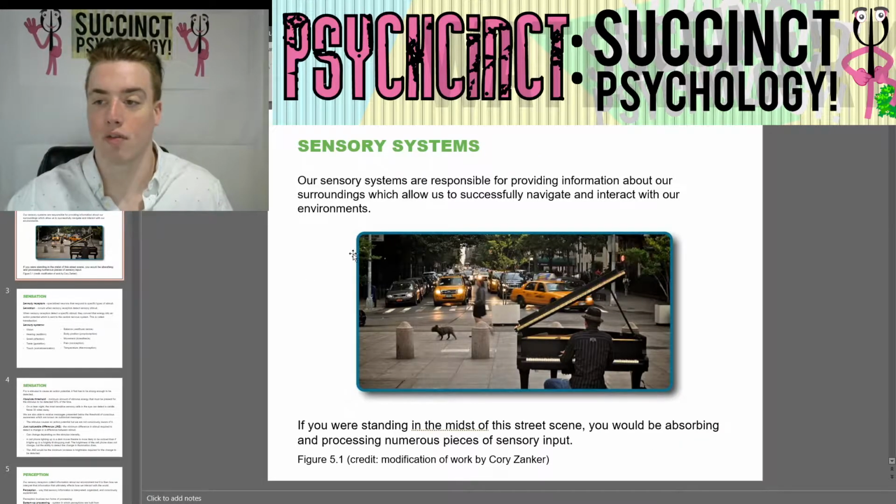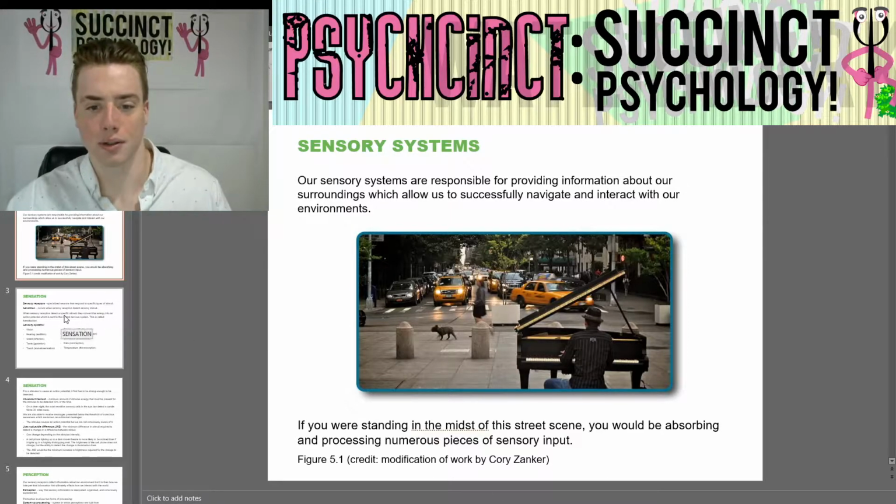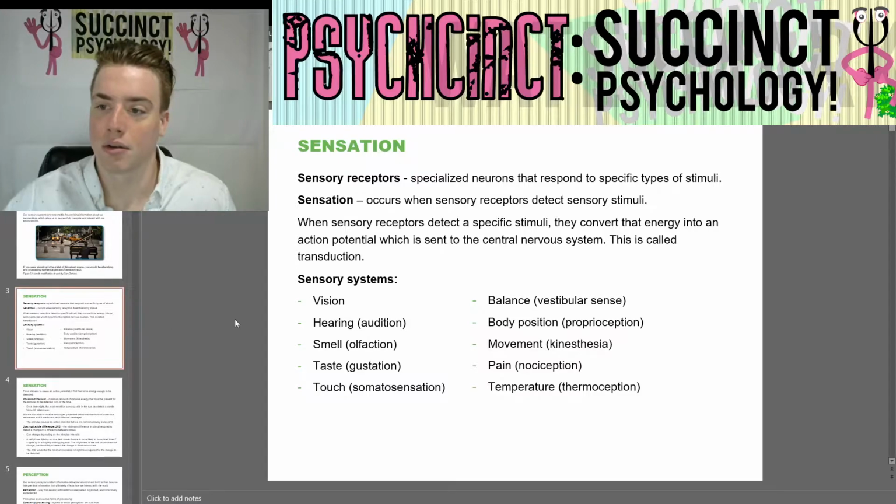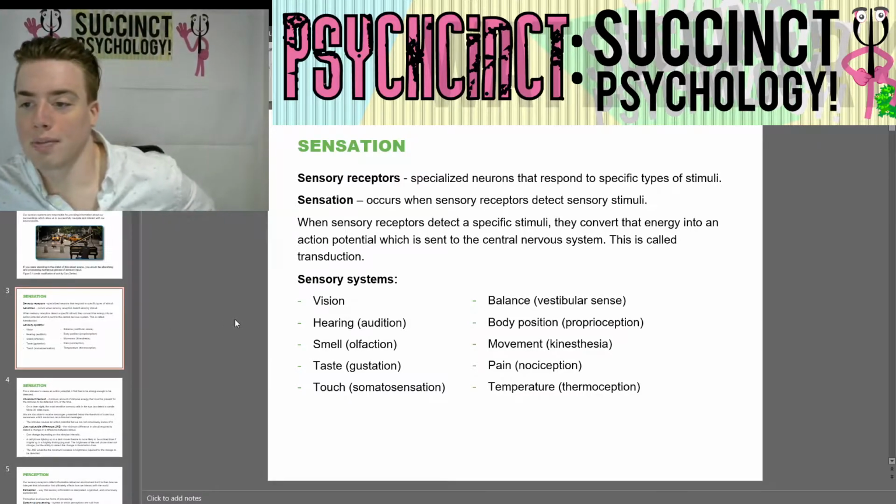So, first off, we have sensory systems. Our sensory systems are responsible for providing information about our surroundings, which allow us to successfully navigate and interact with our environments. So, for this picture, if you were standing in the midst of this street scene, you would be absorbing and processing numerous pieces of sensory input because there's a whole lot going on there, so your senses would be a little overloaded. So, what is sensation, or what makes up sensation?